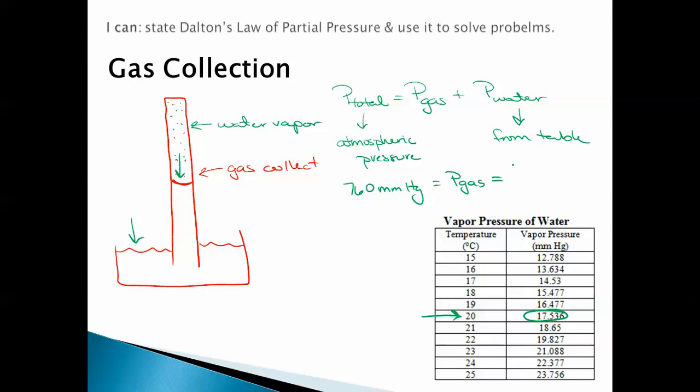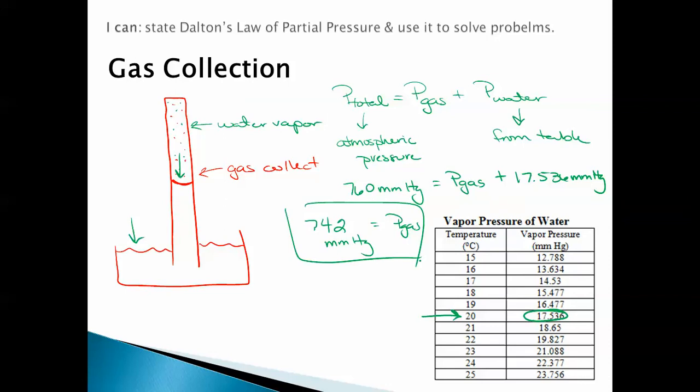pressure of that gas, plus the pressure of 17.536 millimeters of mercury, which gives us a total pressure then of our gas as equaling 742 millimeters of mercury.